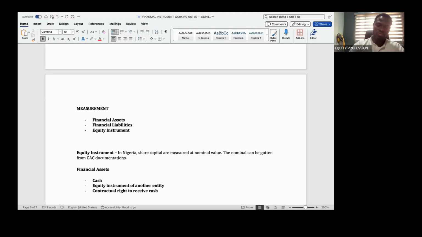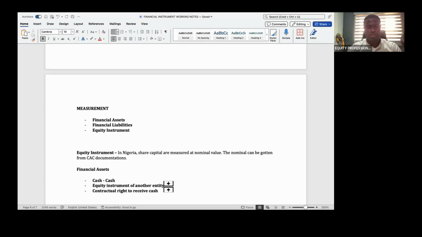So how do you measure cash? Your cash is your cash. There is no special measurement basis. As soon as you are able to identify your cash, recognize it, that's the amount. So this one is very straightforward. No issue around that.